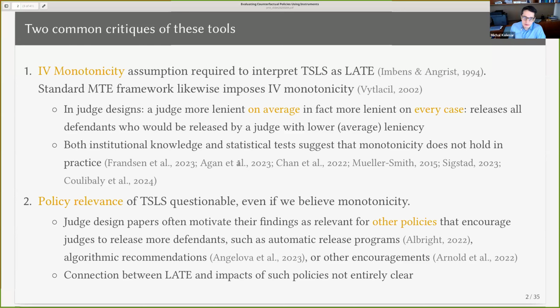And the other issue with these designs is that even if we believe monotonicity, it's not exactly clear how policy relevant this two-stage least squares estimator is, because oftentimes the reason people look at these designs is that they're interested in other types of policies, such as encouragements to release more defendants, so giving judges directives to be more lenient. And so it's not entirely clear what exactly is the connection between the effect of such a policy and this weighted average of local average treatment effects that the two-stage least squares estimator is getting us.